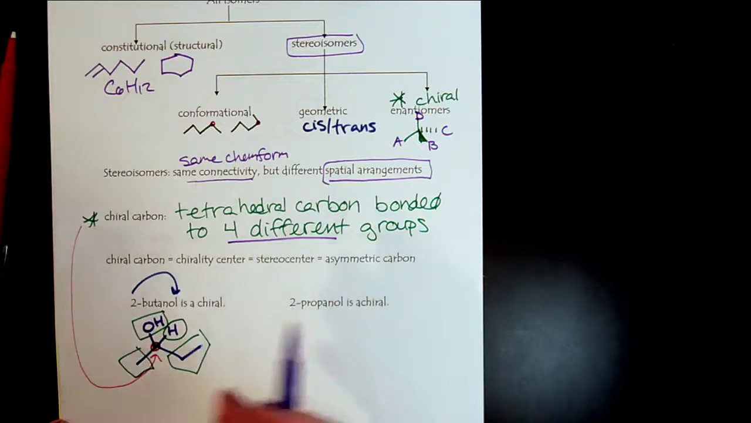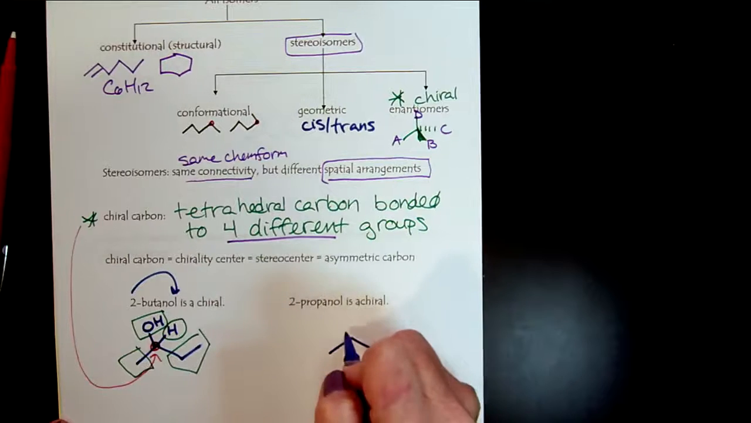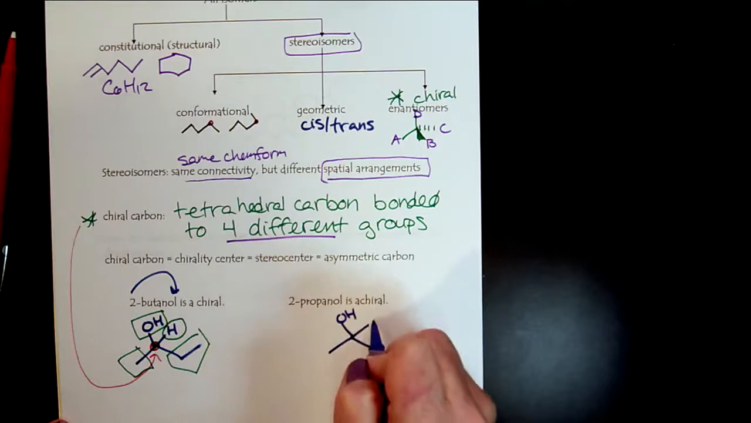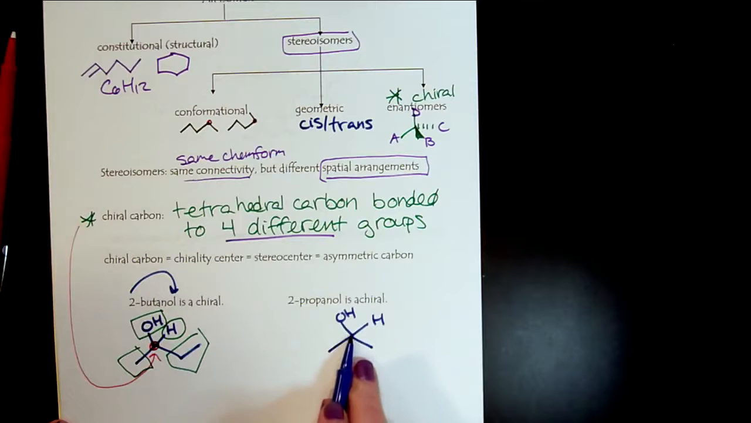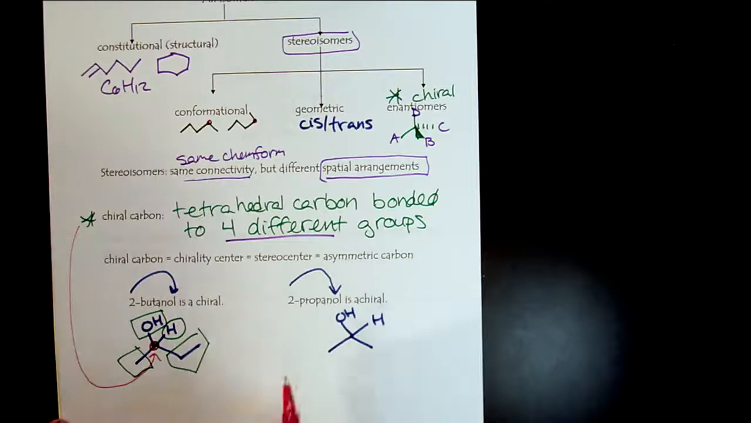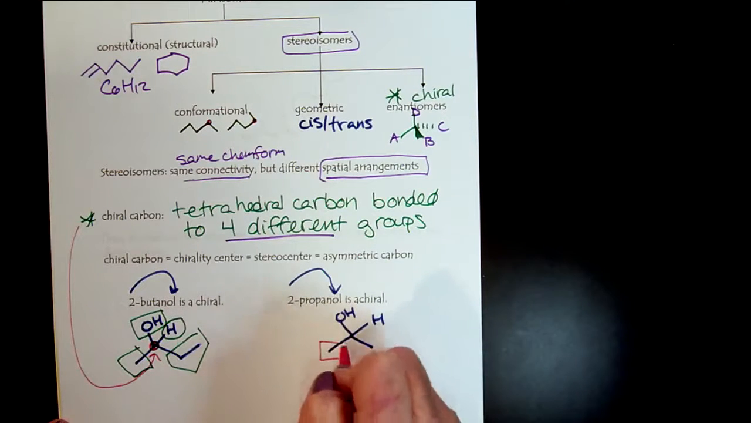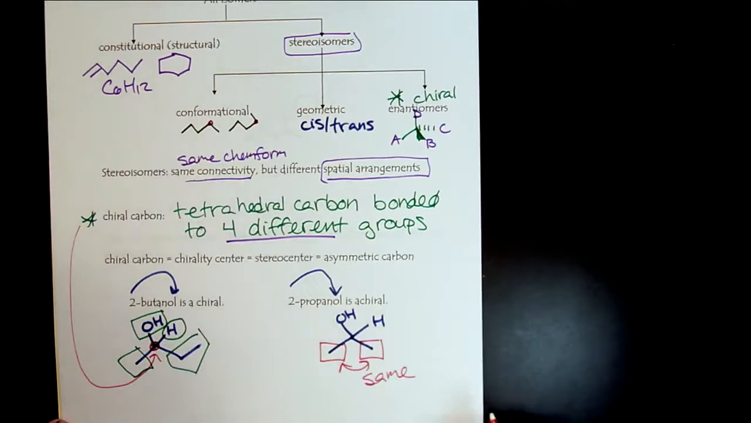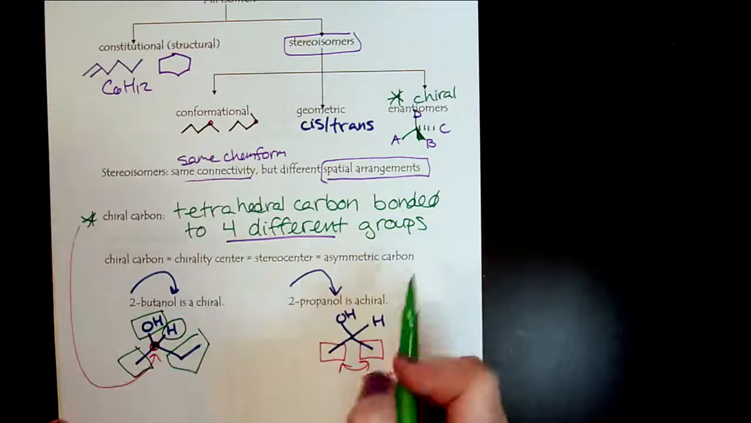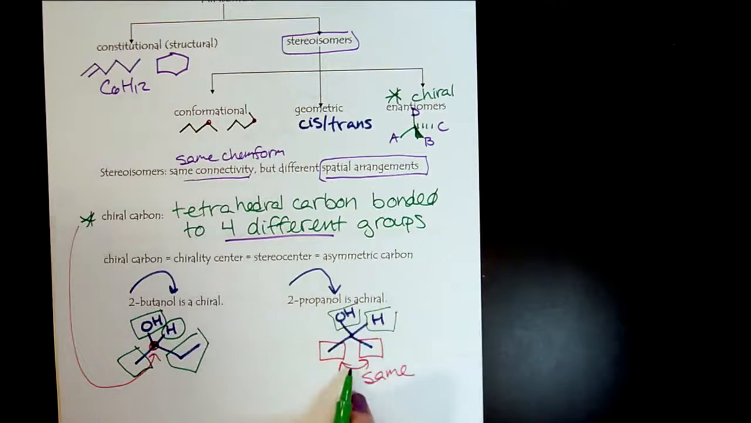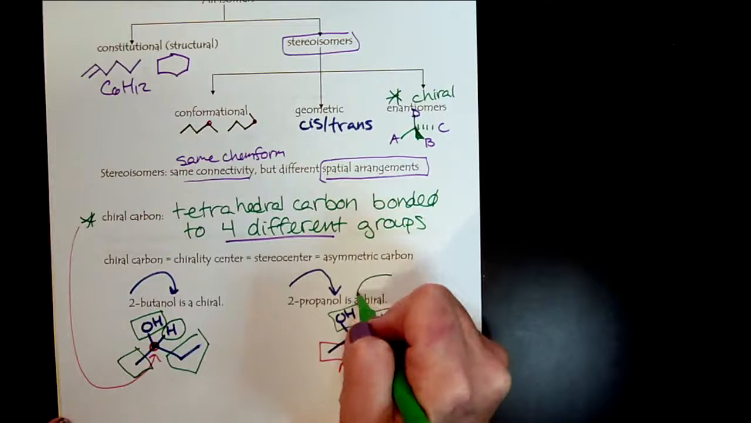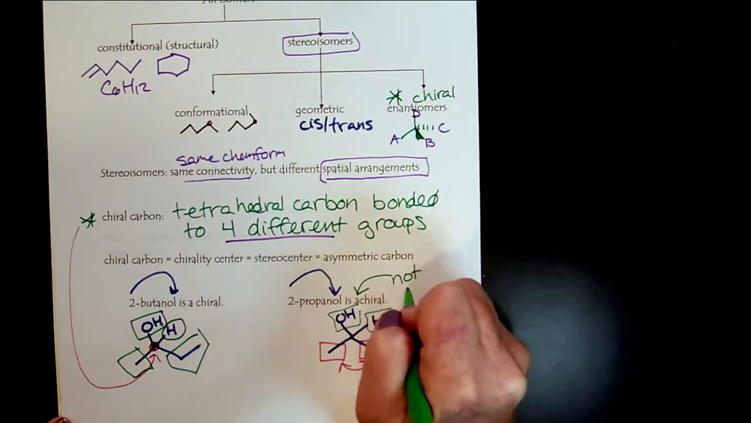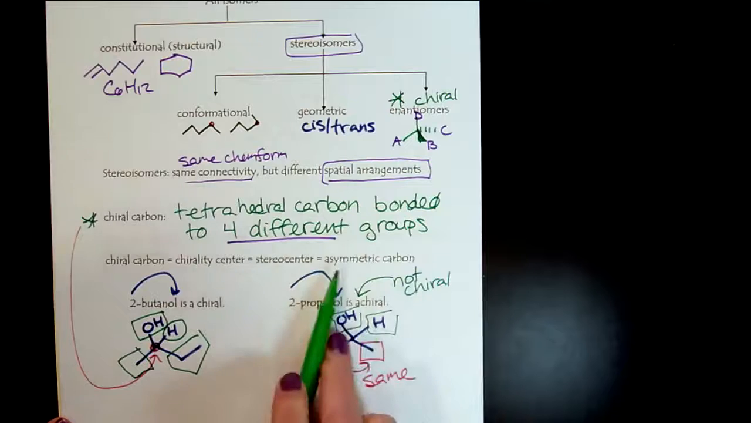Let's compare that to 2-propanol. Here are our 3 carbons, and we have our alcohol coming off the 2nd carbon again. But when we look here, we see there are no chiral carbons because these groups are the same. The hydrogen's different and the hydroxyl's different, but since these 2 are the same, it's achiral. When you see an A in the front, it means not chiral, like asymmetry means not symmetrical.